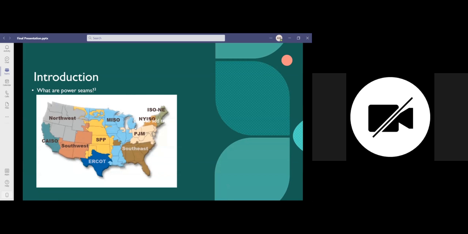All right, so first question, pretty obvious. What even are power seams? Featured on this slide is a map that shows some of the major power pools in the United States. These tend to be covered by RTOs, regional transmission organizations, and the seams are everywhere you see where one of these power pools butts up against another power pool, or multiple power pools butt up against each other.